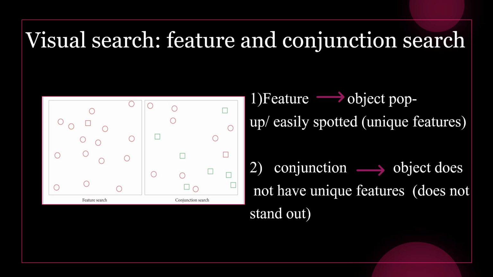The second search is conjunction search. It's when the object we are searching for does not have any unique feature that helps us distinguish it from the other objects. For example, if we are searching for a pair of glasses on a messy desk, everything on the desk has multiple colors, shapes, sizes, etc. So it will be harder for us to find the glasses. We have to take our time and look slowly through the whole desk so we can finally find the object.